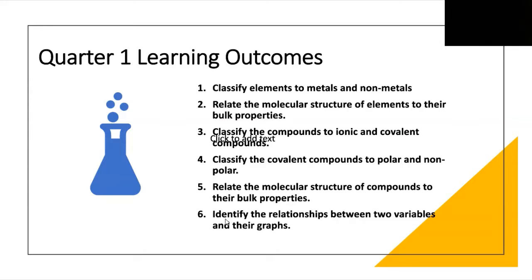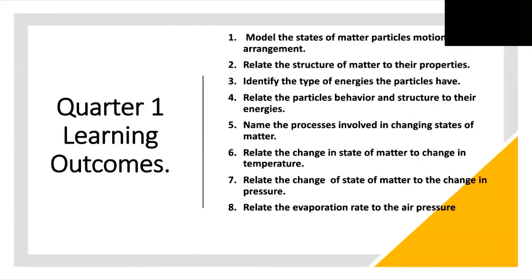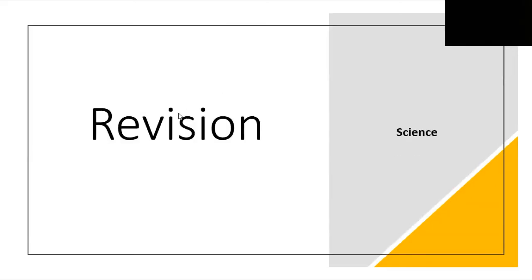Neglect that one. And identify the relationship between two variables and their graphs. What are the two variables? What is the relationship between any two variables? Can you remember? We'll say this in detail later. Okay, let's start with the first objective, which is to model the state of matter particles and their motion.